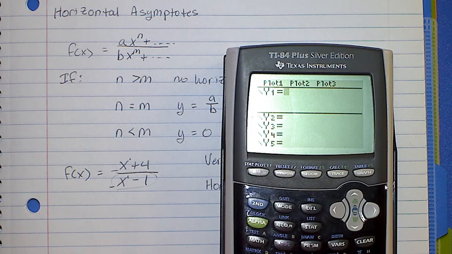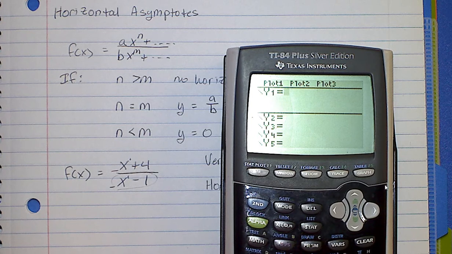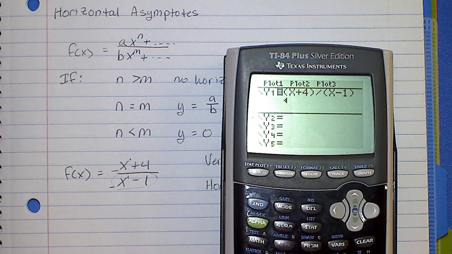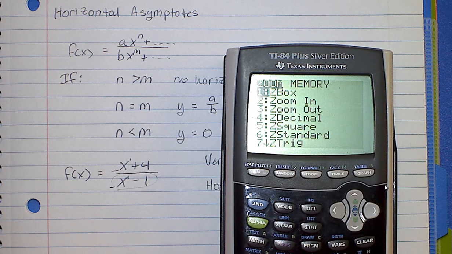When I'm entering this in, I have to remember to put the numerator in parentheses and the denominator in parentheses. So I'm going to do parentheses x plus 4, close those parentheses, divided by x minus 1, close those parentheses. Now, I haven't used my calculator in a little while, so rather than just hitting graph right away, I'm going to hit zoom and then go to 6 to bring up the standard window from -10 to 10 in both axes.